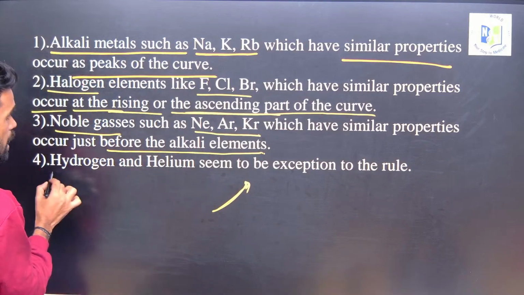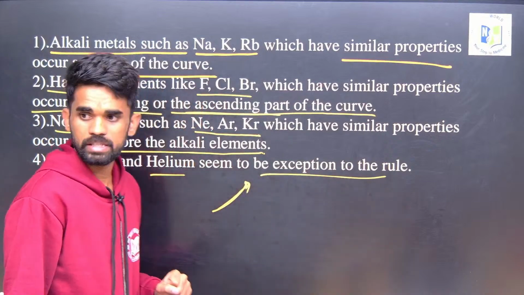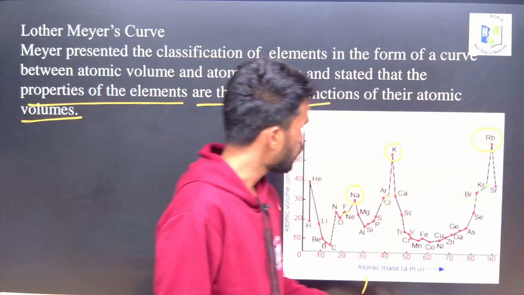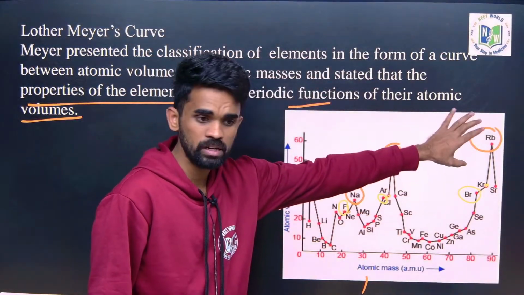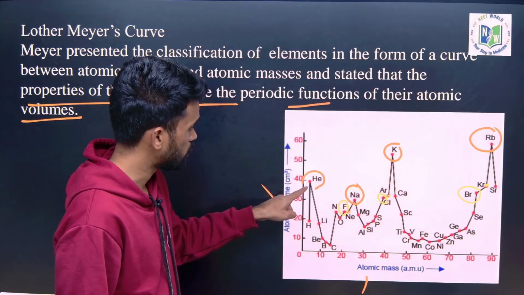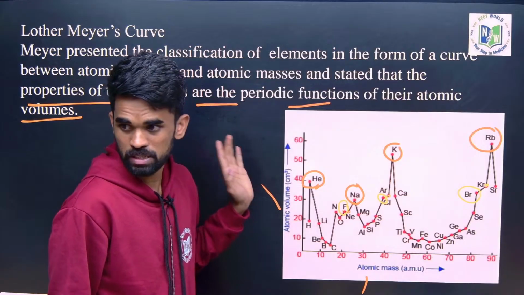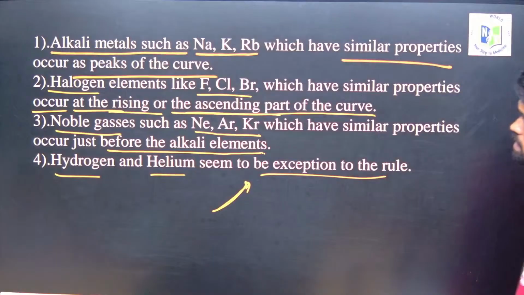Next, hydrogen and helium seem to be exceptions to this rule, because all these noble gases have their position between alkali metal and halogens, but helium is somewhere here, at the top. That is an exception, he is saying. Similarly, hydrogen also.